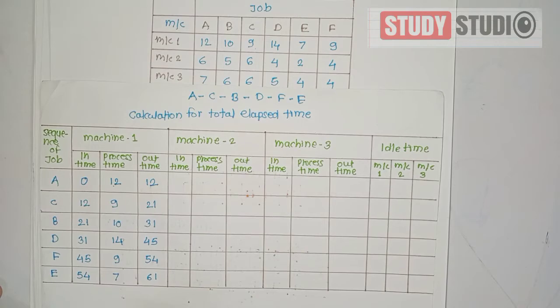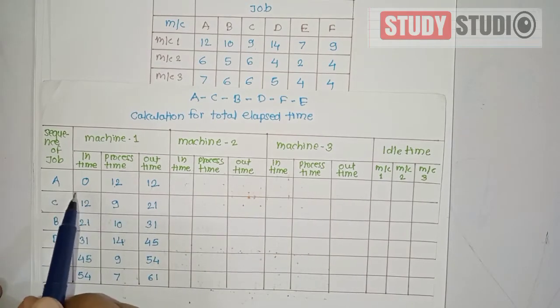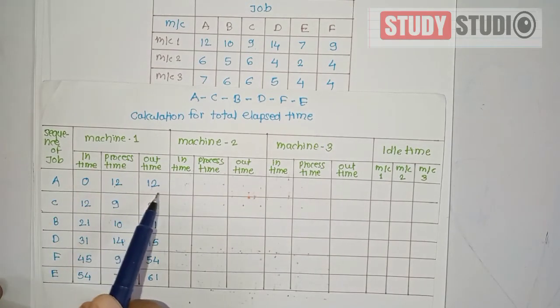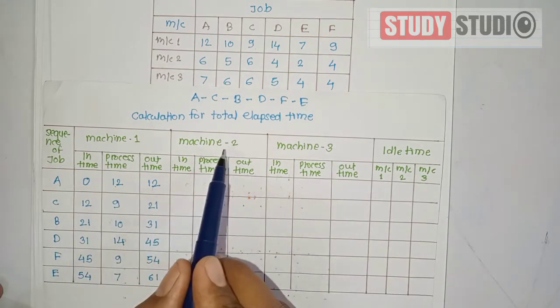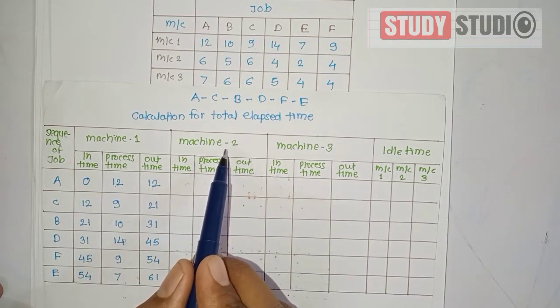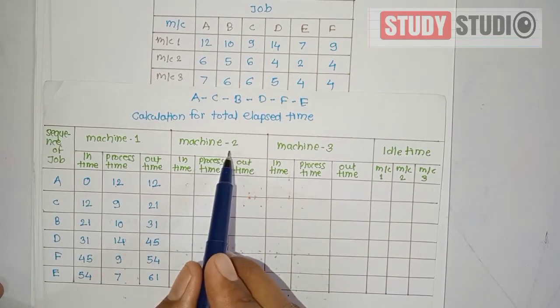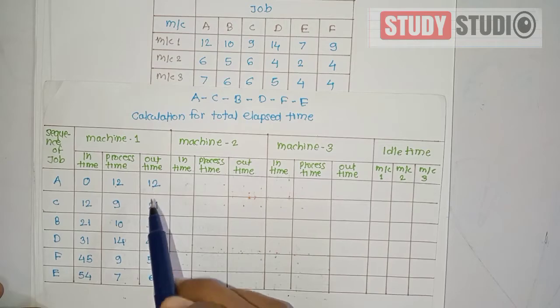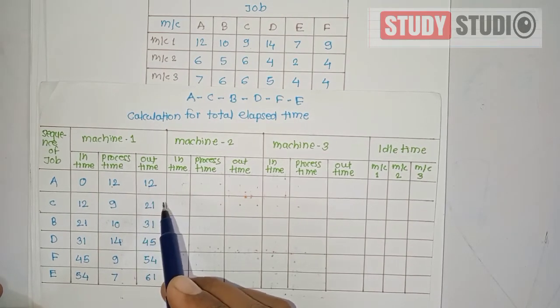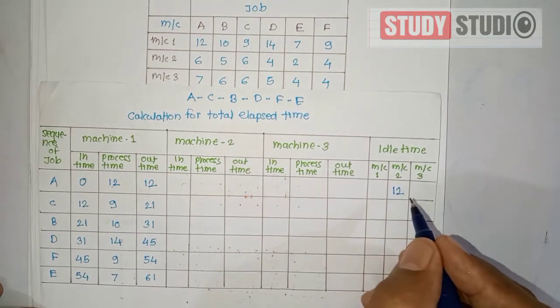Now let's do the calculation for machine 2. Now as job A is processed on machine 1 for 12 hours, after completion of operations on machine 1, this job A will be forwarded to machine number 2. But before this job A comes to machine 2, machine 2 has to wait for 12 hours. So this 12 hours is the idle time for machine 2. So I'll write 12 hours idle time in machine 2.